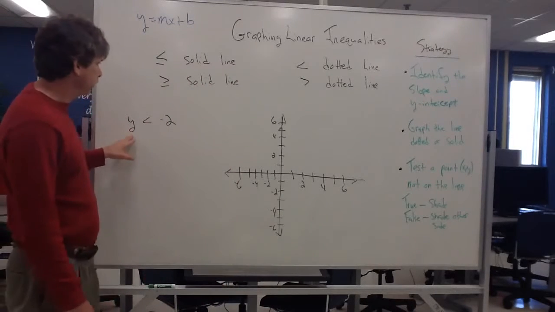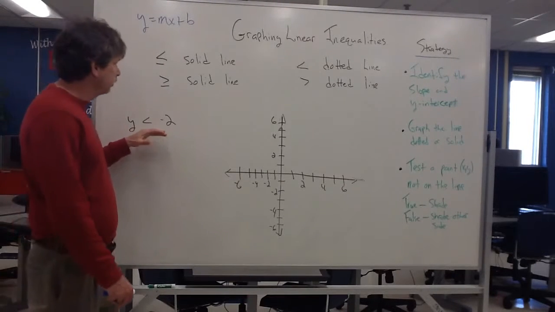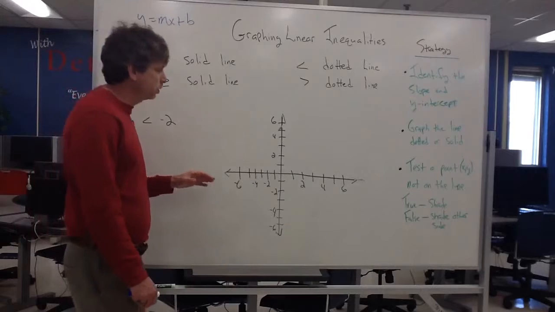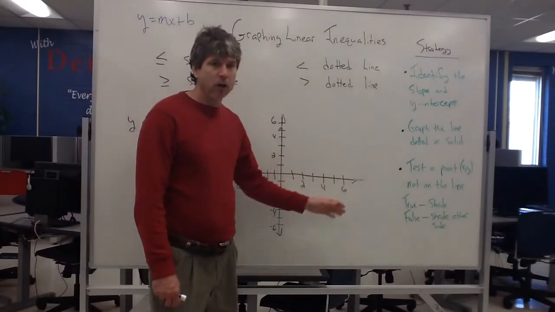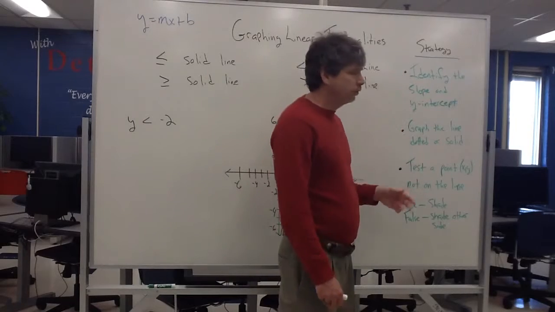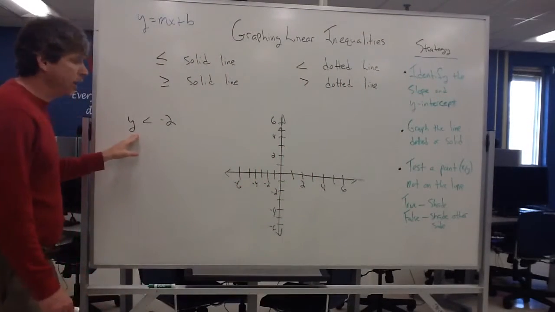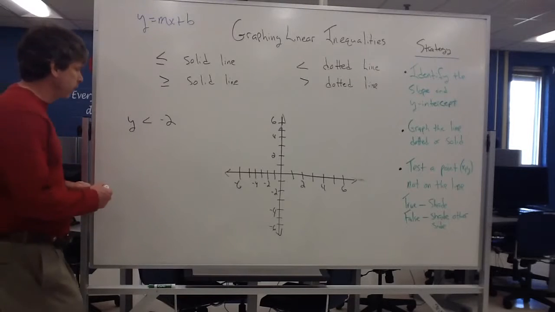So now I have this example here. y is less than -2. So this is going to be a linear inequality, which means they want us to graph this on our coordinate plane. So we need to identify the slope and the y-intercept if possible. Well, since it is solved for y, it should have a slope and a y-intercept.